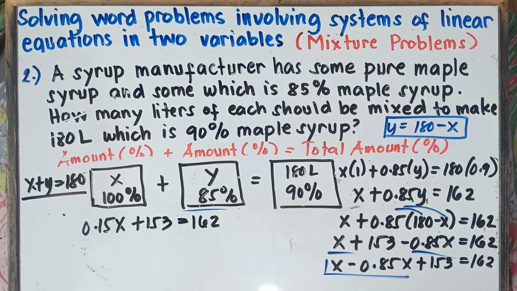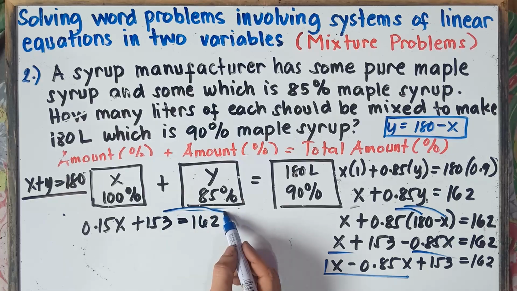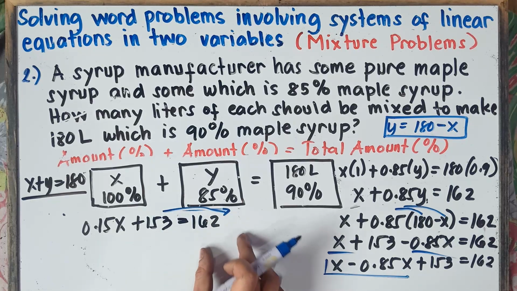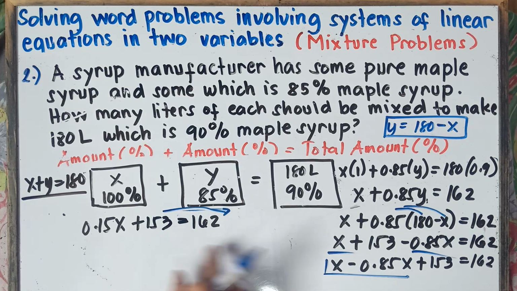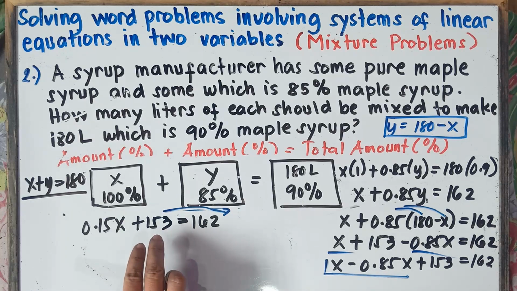So to get the value of x, we can transpose 153 from left to right so that we can combine all the numbers on this side. Or you can subtract both sides by 153, applying the subtraction property of equality. So let's simply transpose 153, class, from left to right. Do not forget to change the sign.